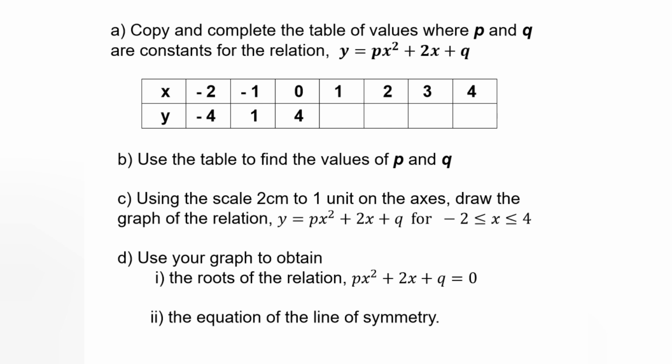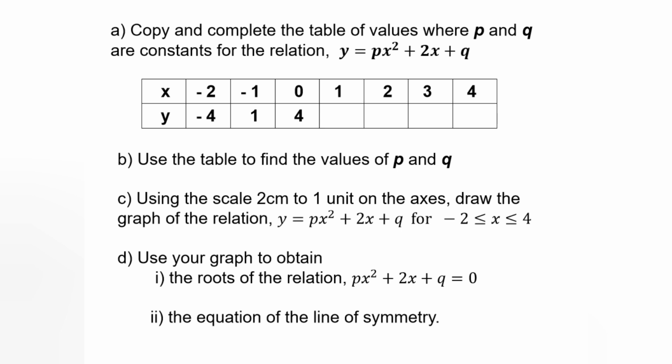If you look at part B, we are to use the table to find the values of P and Q. It means that whatever values we are going to get from the relation for P and Q, we need to use the table. But how do we use the table? We are going to look at how.